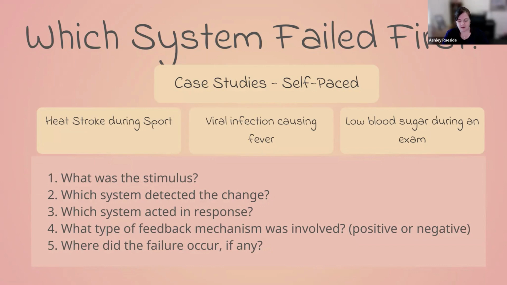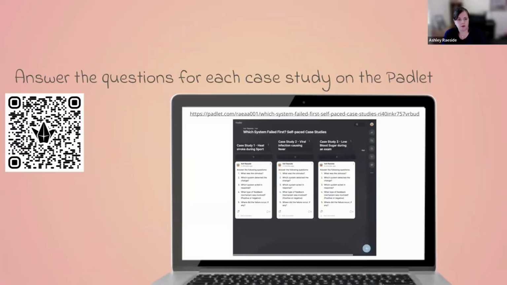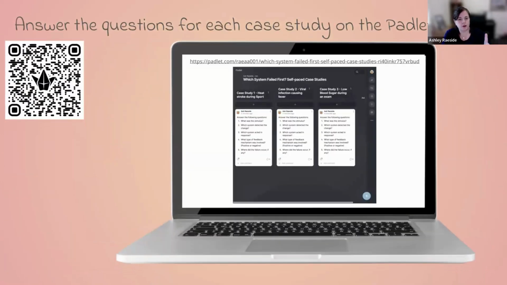This is a self-paced activity. So I want you to either use the QR code or the website here, and it will take you to our Padlet where you'll see the questions under each case study. I want you to take some time and answer these questions. You may need to go and do a little bit of your own research to find the answers to this, but think about what you already know about feedback mechanisms and think about what might be happening in the body.